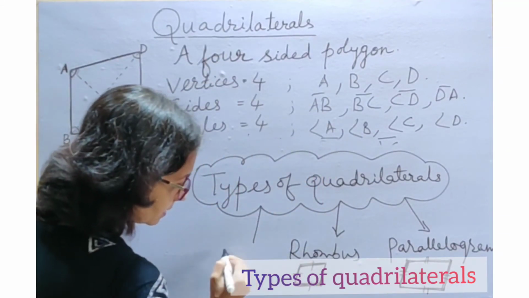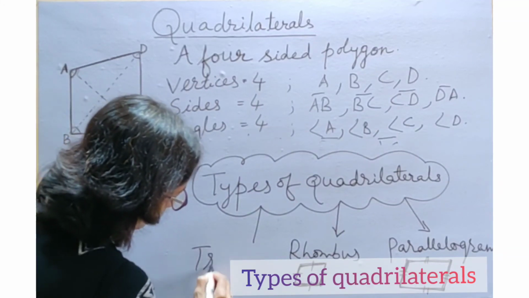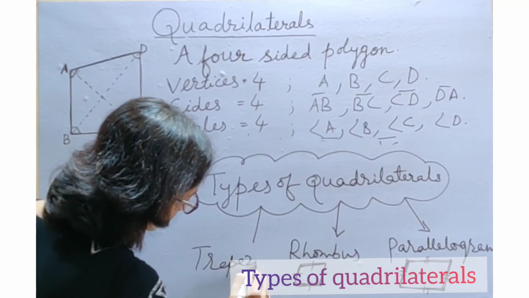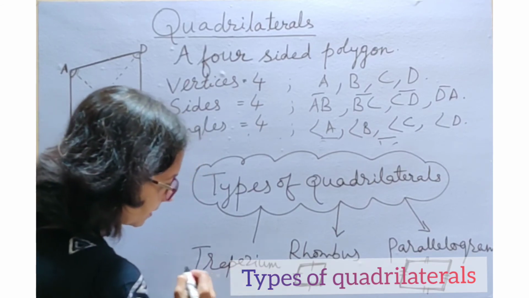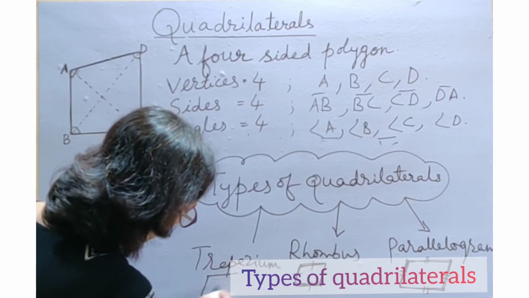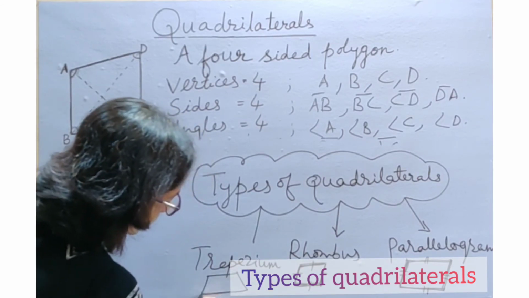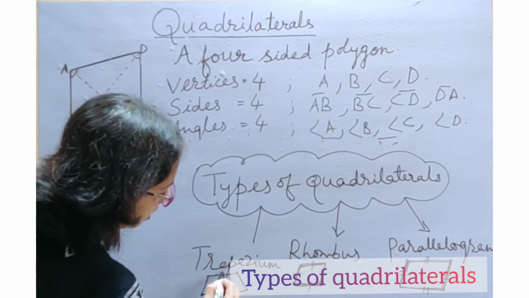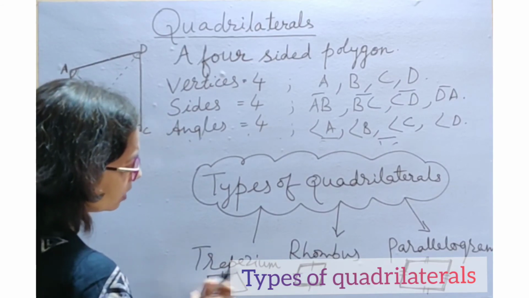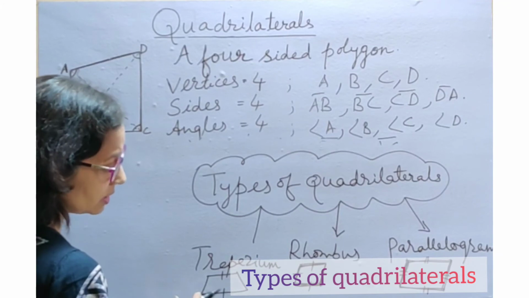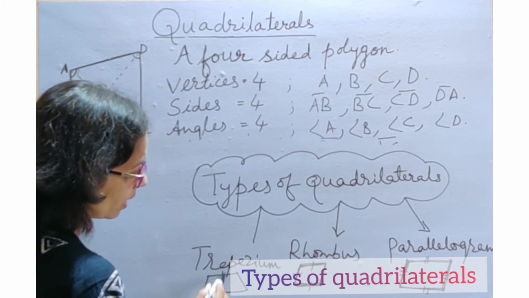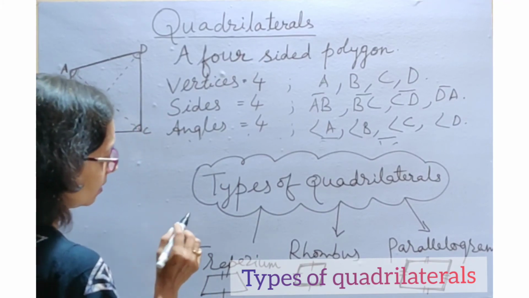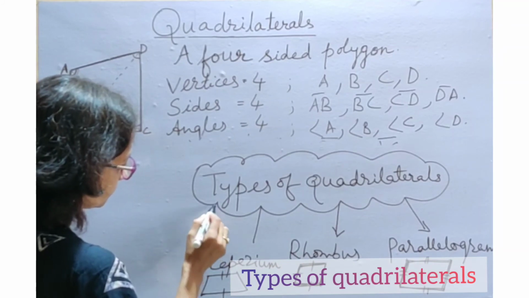Now after rhombus, we have trapezium. It has only one pair of opposite sides parallel. The other two sides are not parallel. So this is a quadrilateral having only one pair of sides parallel to each other.